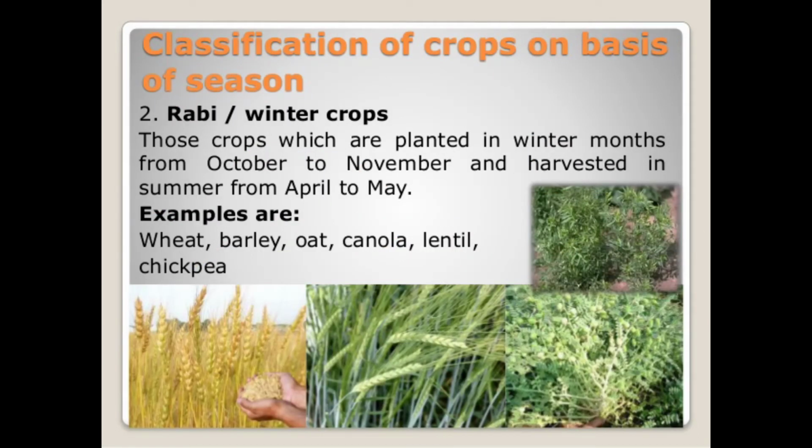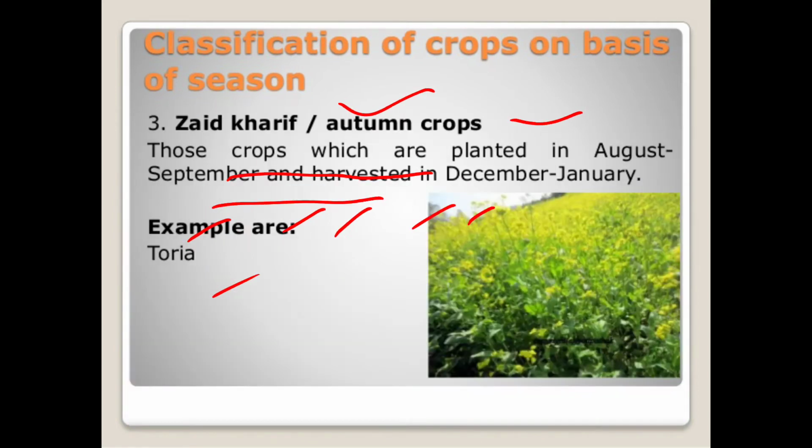Then the second season is the Rabi season. Those crops which are planted in the winter months from October to November and harvested in summer from April to May. Examples of crops of this season are wheat, barley, oat, lentil, chickpea and canola.